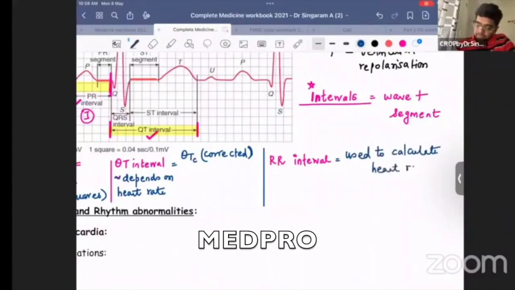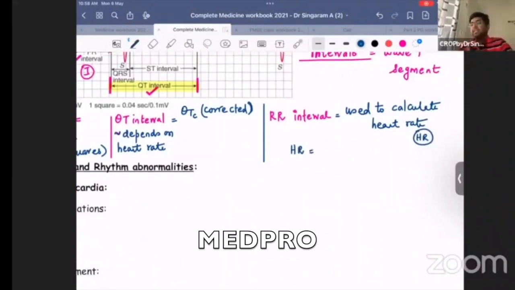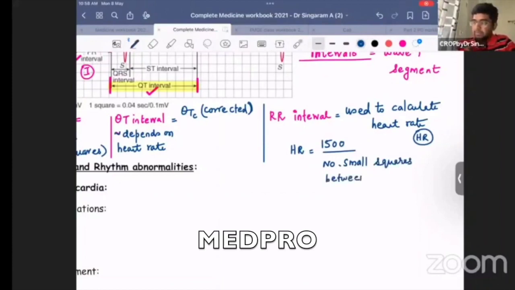Heart rate, which I am going to write as HR. Any idea how heart rate is calculated? There are many ways to do this, but this is the easiest way for you to remember. It is 1500 divided by the number of small squares between 2 RR. Between 2 R's, what is the number of small squares? This is how the heart rate is calculated.